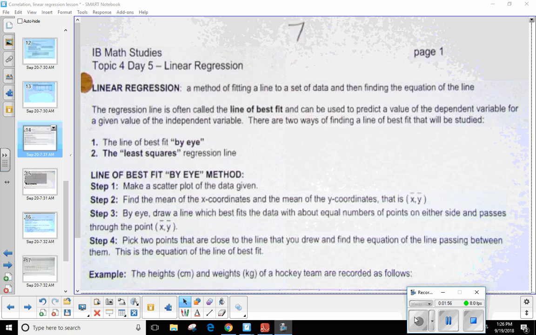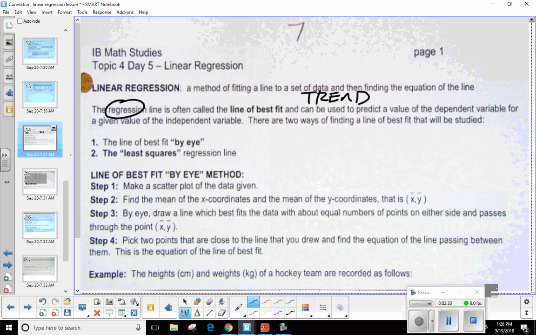Okay, let's get going. All right, so linear regression. It's a method of fitting a line to a set of data and then finding the equation of the line. And we refer to it as the line of best fit. But it also has a lot of other names that go along with it. You could call this the regression line. You could call it the trend line. But typically, we refer to it as the line of best fit, because when you're dealing with a scatter plot, we try to fit all the points as best we can. Only if it's a perfect association or a specific type of model are you going to have all the points following a specific pattern.